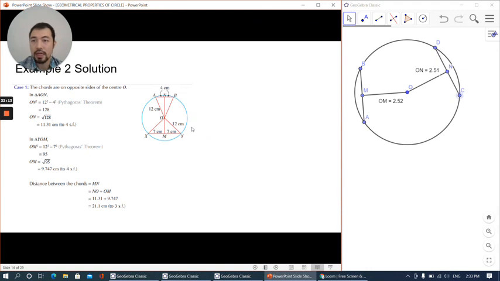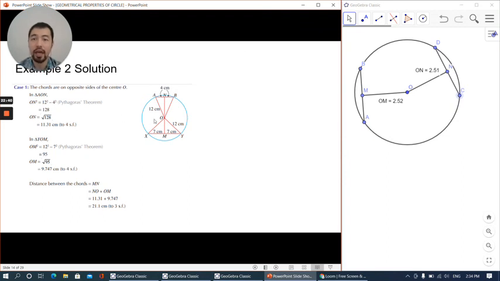Now, the chords are on the opposite sides of the center O. So this is the first case. There could be another case, and can anyone guess what it is? Correct, that the two chords are on the same side. But let's look at this first case where they are on the opposite sides of the center O.